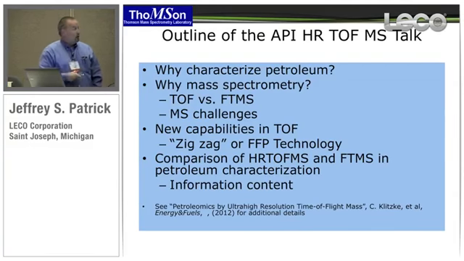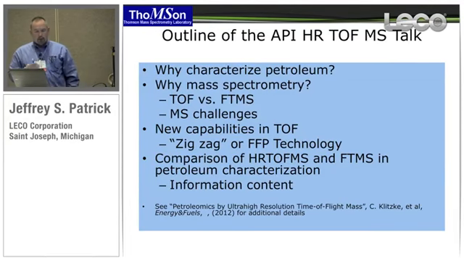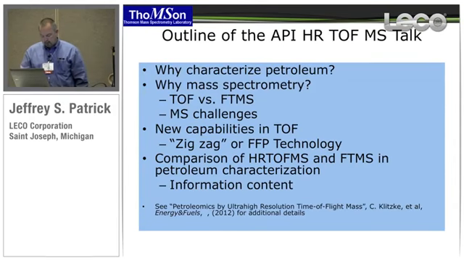Anyway, the outline of the talk for the API section, the CITIUS portion of the discussion, will be: why are we looking at petroleum, what is it, and how is it characterized? Some of you already know that, but it'll give you our perspective. Then TOF versus FT, and some of the capabilities of the zigzag TOF, as Marcos refers to it. I won't get into that too much because Nick already provided that introduction. And then some comparative data, acquired side by side on the same samples, trying to demonstrate the same information content from those.